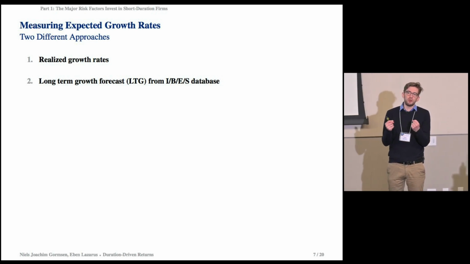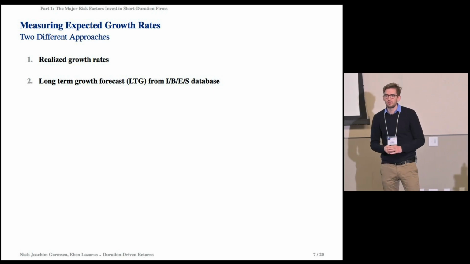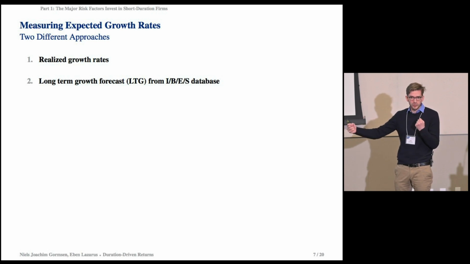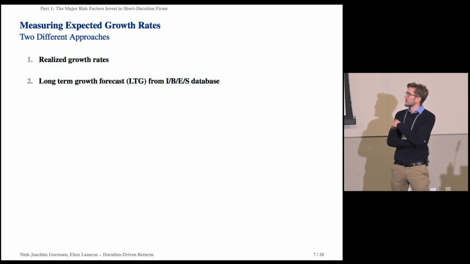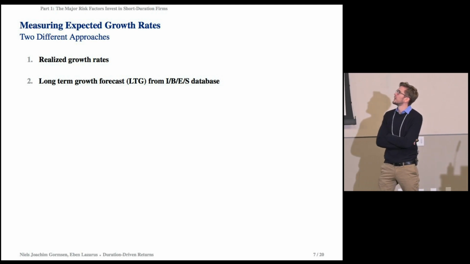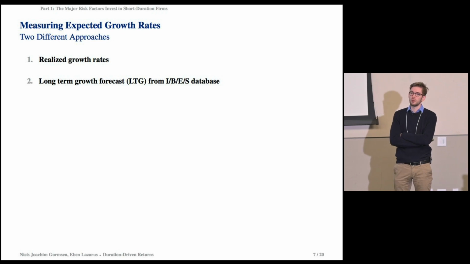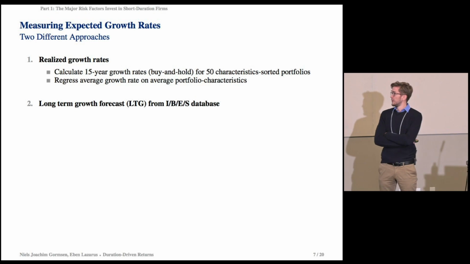So low growth rate and duration is not going to map one for one, of course, because discount rates also matter for the duration. But basically what we're going to find is that the firms with high expected returns also have low growth rates. Both of those things tend to generate short duration, right? So it's going to be enough just to show you the growth rates, basically. We're going to study growth rates in two different ways. We're going to look at realized growth rates, and we're going to look at expected growth rates.